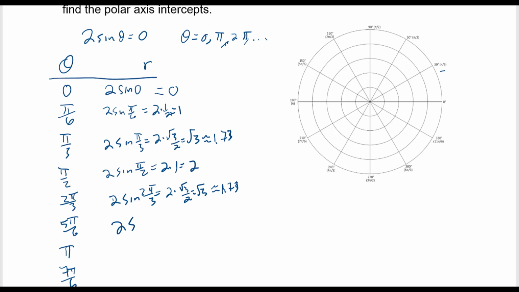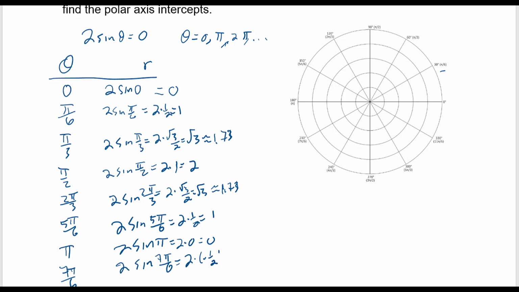Then we have 2 sine of 5 pi over 6, and that's going to be 2 times 1/2, which is 1. Then 2 times sine of pi is 2 times 0, which is 0. And then 2 times sine of 7 pi over 6 is going to be 2 times negative 1/2, which is negative 1. So I want to graph these and see what this is starting to look like.